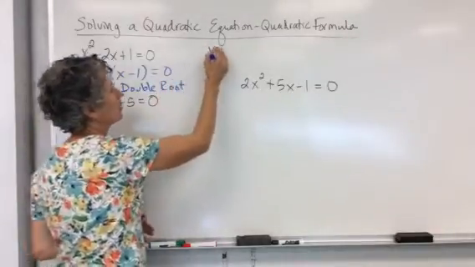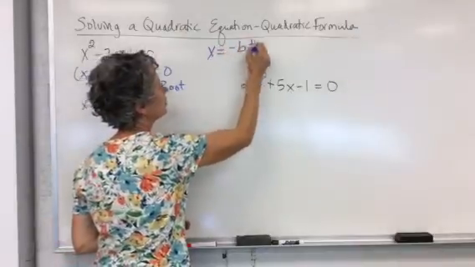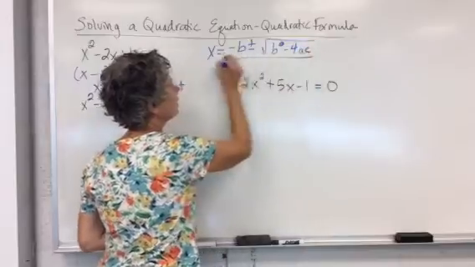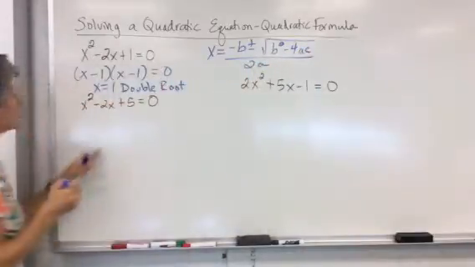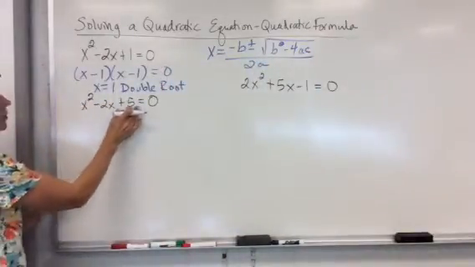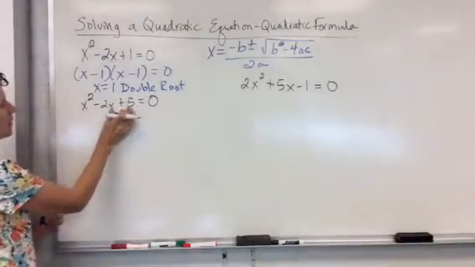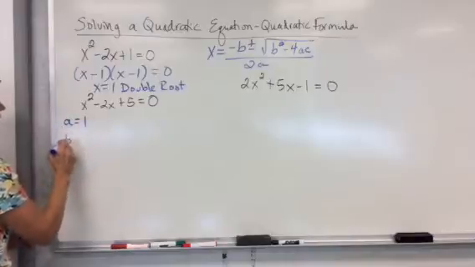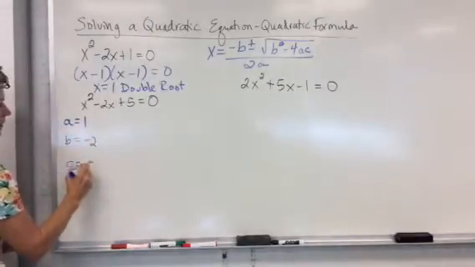formula. So the quadratic formula: x equals negative b plus or minus the square root of b squared minus 4ac, all over 2a. So this one can't be factored. You can't find two numbers that have a product of 5 but a sum of 2. So a is 1, b is negative 2, and c is 5.